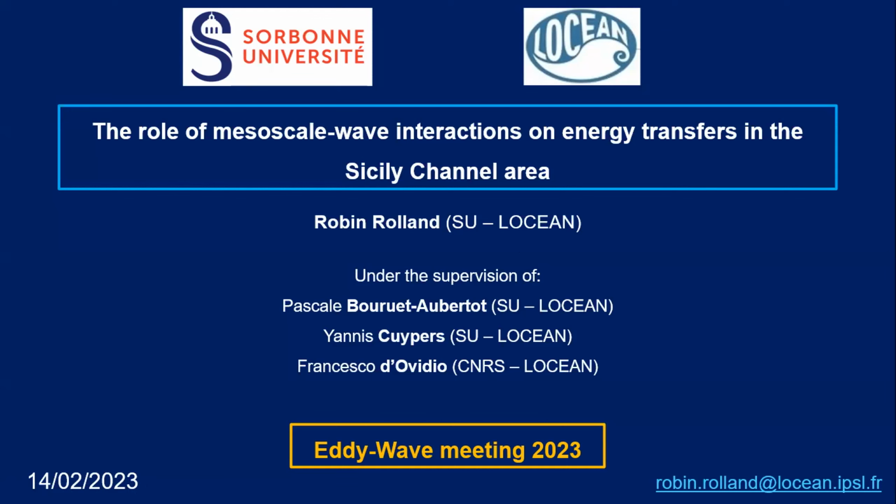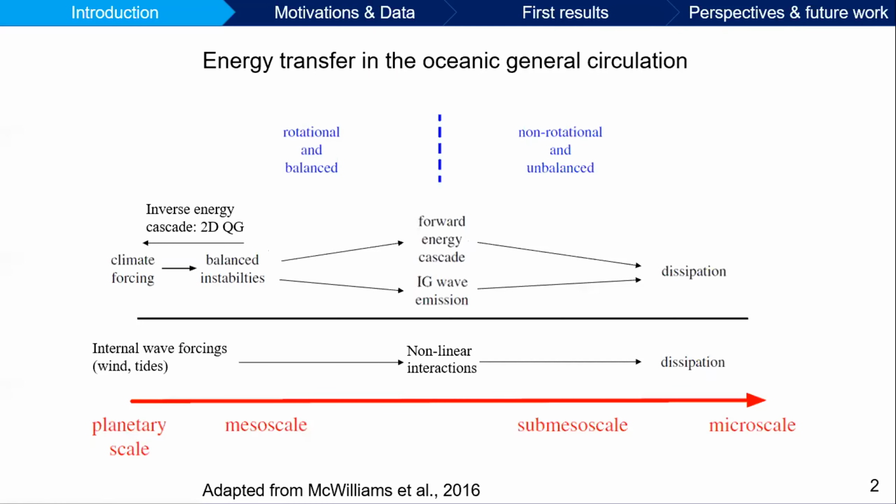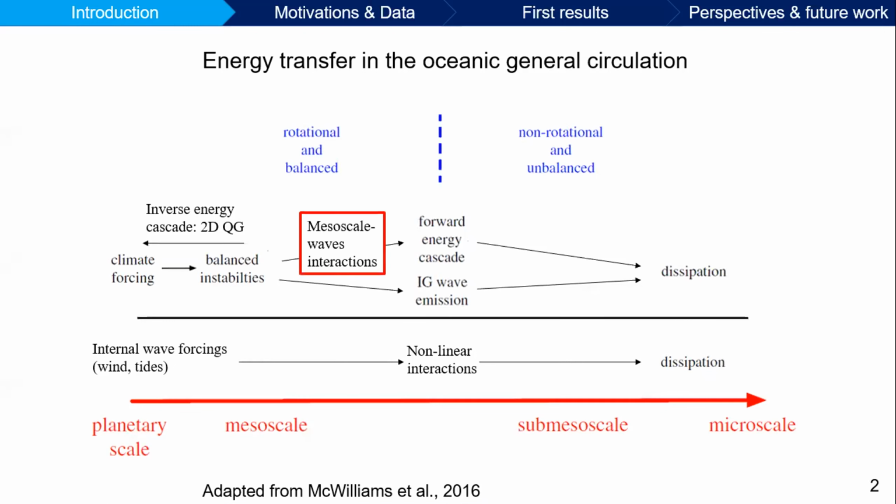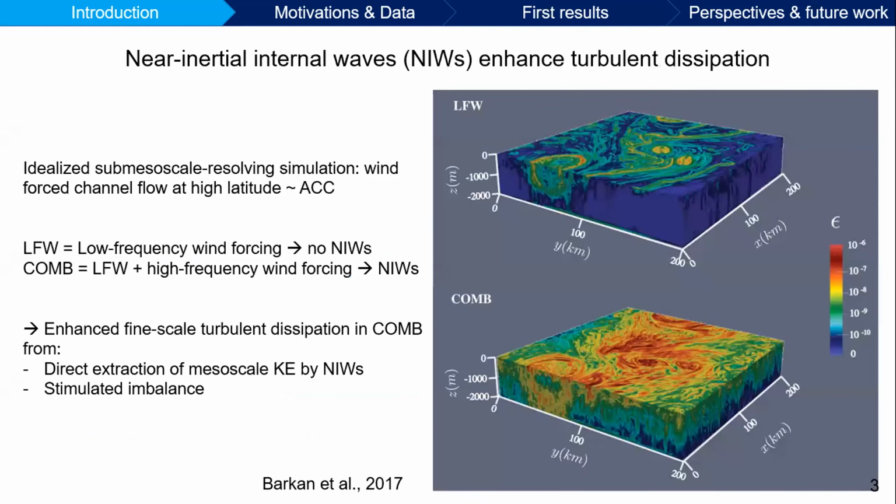And I'm working on the role of the mesoscale-wave interaction on the energy transfers in the Sicily Channel area. So this work is part of the story of how mesoscale kinetic energy is transferred to smaller scales and finally to how it dissipates. Because mesoscale wave interactions were identified as one of the possible routes to transfer this mesoscale kinetic energy to smaller scales. I will just show you two examples of those interactions.